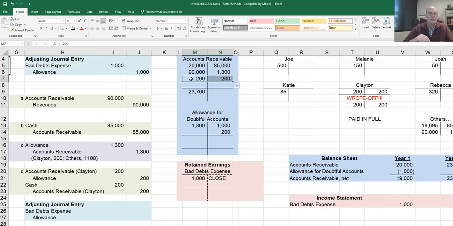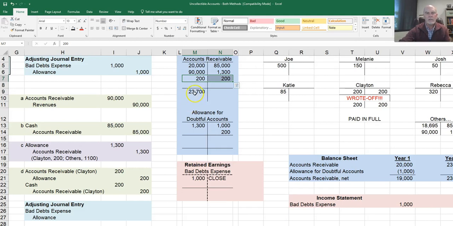If you generally aren't going to write off a customer account until it's really old and you're just ready to give up on it, and there's very little chance of it ever being collected. But if it does happen, then we would reinstate the account first and then show the collection. Okay, so now we've gone all the way through year 2. Let's see where we are.